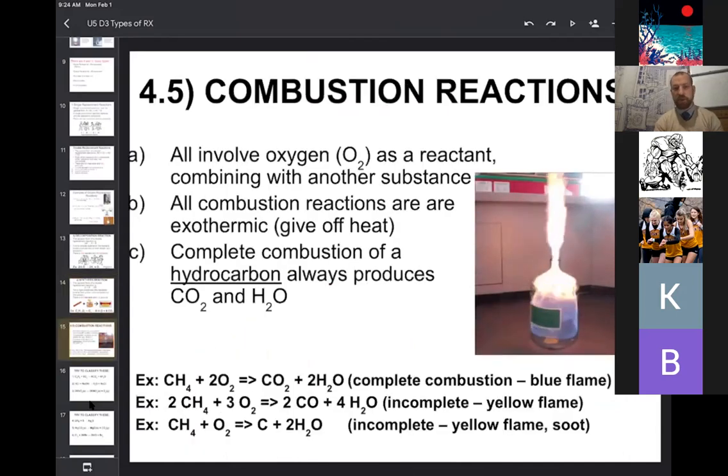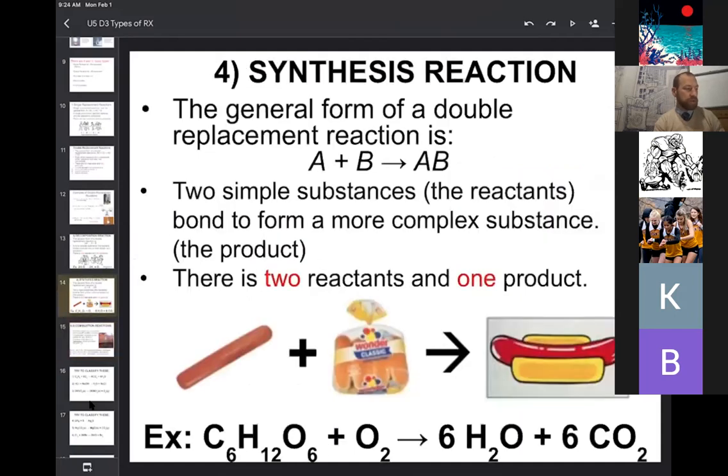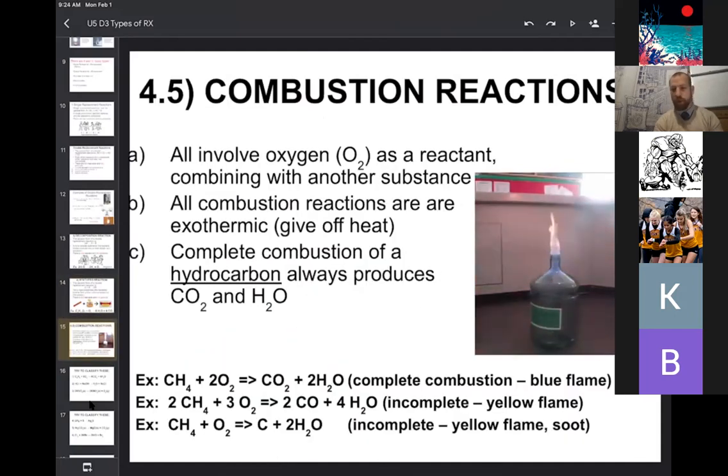The last one is combustion. Combustion, like I said, is just a subset of synthesis reactions. In fact, the example I gave here is a combustion reaction. Combustion occurs when we have carbon or some other particle that reacts with oxygen. It releases a bunch of heat or energy of some kind inside of our body. It does release a bunch of heat, but it also releases a bunch of organic energy. And when we have a complete combustion, perfect combustion, we create only carbon dioxide and water.